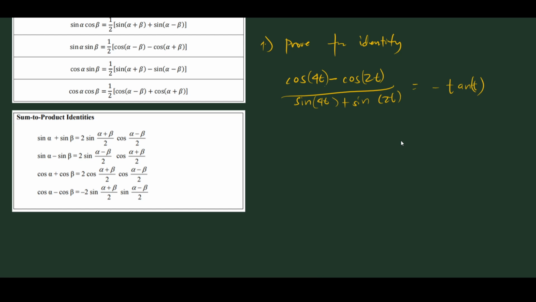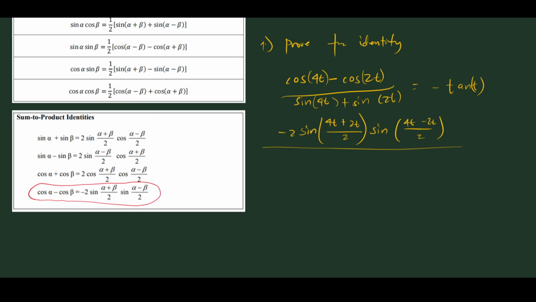So we have cosine minus cosine. Let's take a look. Where is that? This is the one, right? Let's express that as negative 2 sine of 4t plus 2t all over 2, and then multiply that by sine of 4t minus 2t all over 2, all over. We have sine plus sine, so this will be the one that we're going to be using. Okay, so let's do that.